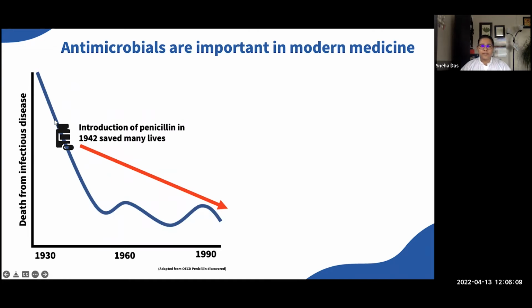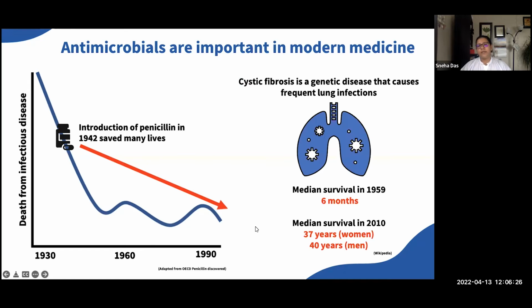So penicillin, many of you might have heard of it, was introduced in early 1942, 1941. And since then, if you look at the trend of deaths from infectious diseases, it has gone down drastically. And if we take a more specific example, say cystic fibrosis.